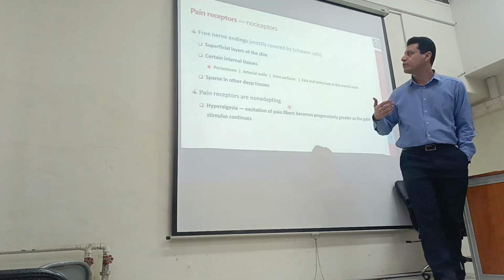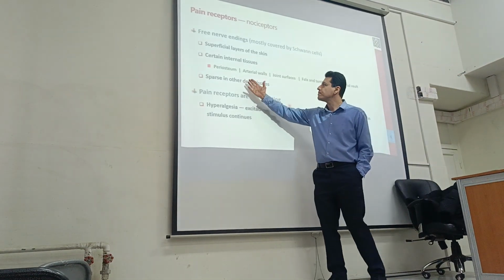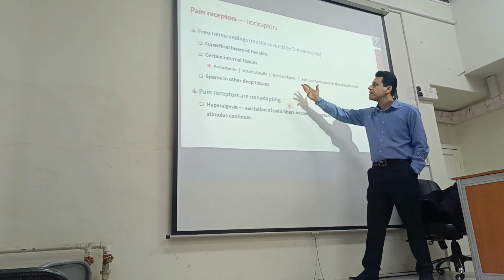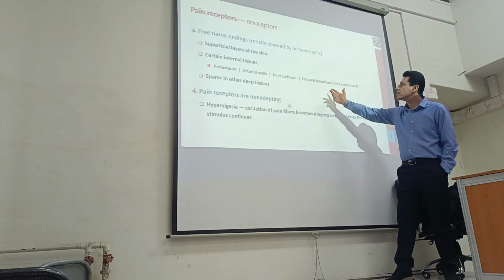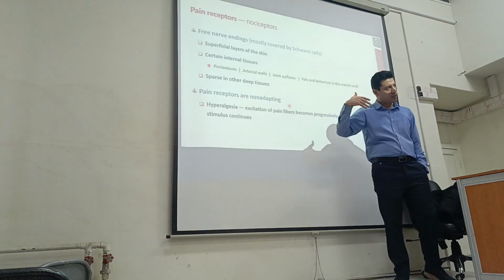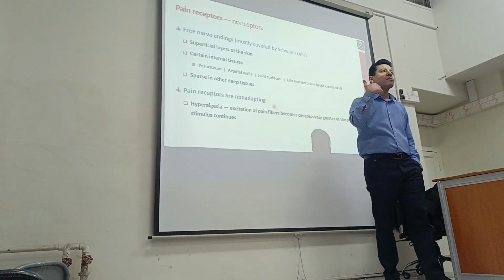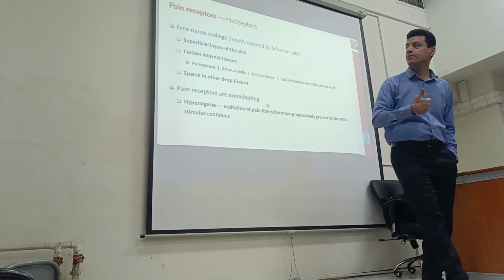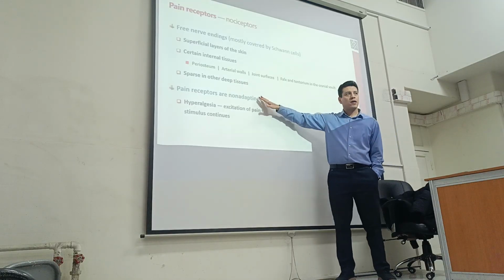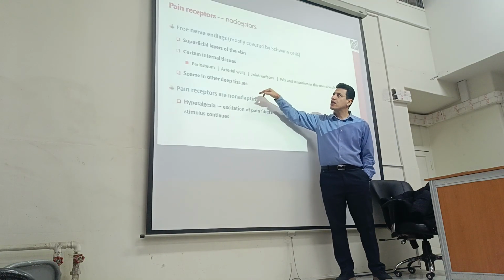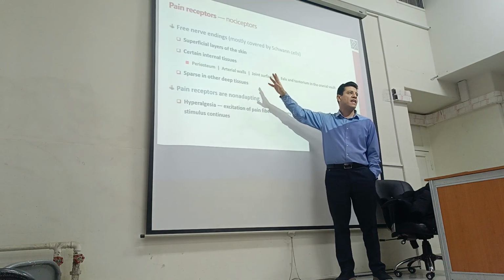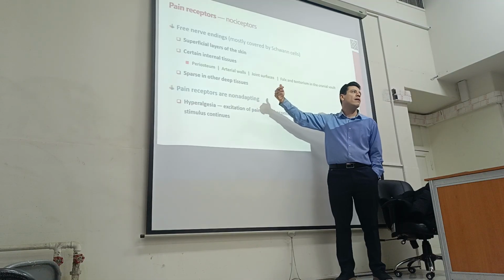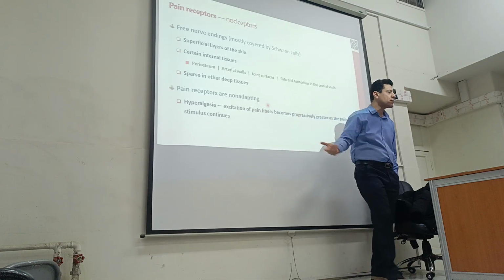Some specific tissues like periosteum, arterial walls, joint surfaces, falx and tentorium. I talked about this before, right? So that's why any damage to these tissues is very painful. And there are other tissues that don't have enough of these pain receptors, so damage in these tissues may not be painful, like lungs and liver, the brain itself, right?